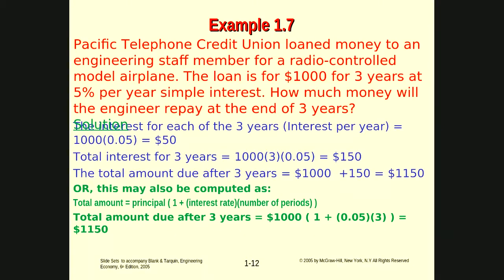There is an example here: applying the simple interest on a company that has a loan for $1,000 for 3 years at a percentage of 5% per year, a simple interest. How much money will they repay at the end of the 3 years? These keywords are very important, and you have to carefully understand the question before you proceed.